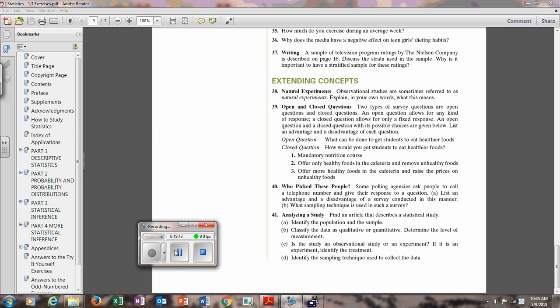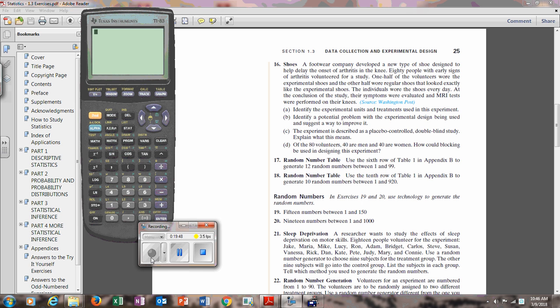Okay, on questions 19 and 21, for number 19, it just wants 15 numbers between 1 and 150. So all you do is go into your calculator, press math, and then go over to probability, and then number 5. This is going to give you a random integer between 1 and 150. So you enter 1, comma, 150, comma, and then the total numbers that you want generated.